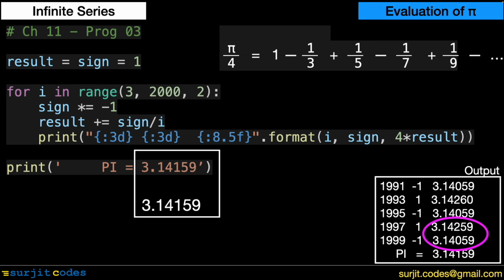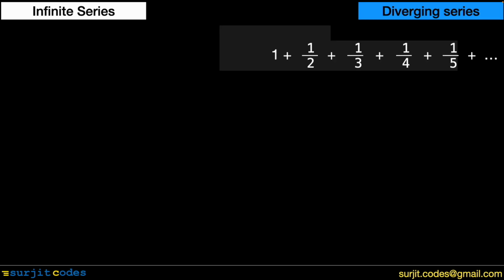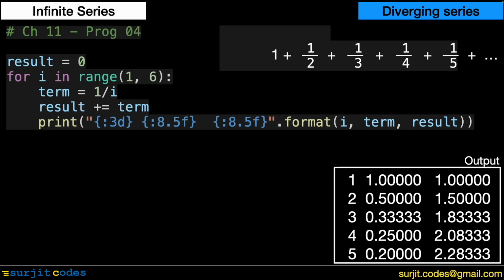No pattern has been found in the decimal digits, so pi is certainly an irrational number. Lastly, consider the series shown here. It is a simple series in which terms are decreasing continuously. Term at infinity is 0. But still, this series does not converge to a definite value.